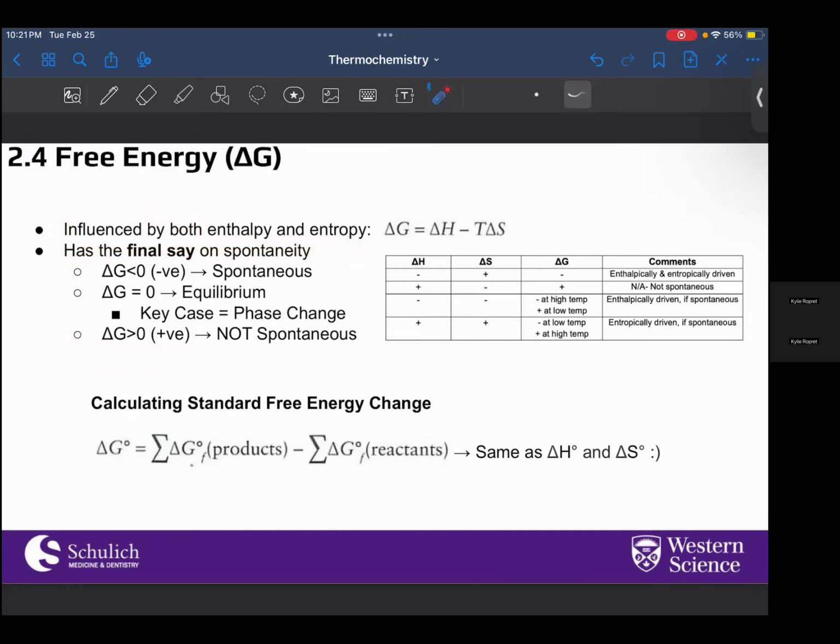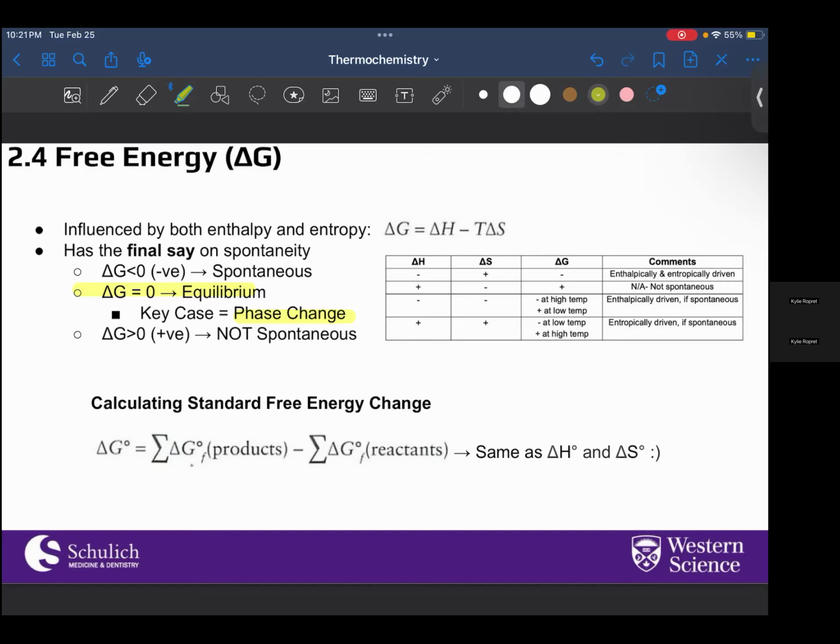So when delta G is negative, the reaction is spontaneous. And then when delta G is positive, the reaction is non-spontaneous. And a special case is when delta G is equal to 0. And this happens with phase changes, so like melting or boiling or freezing.